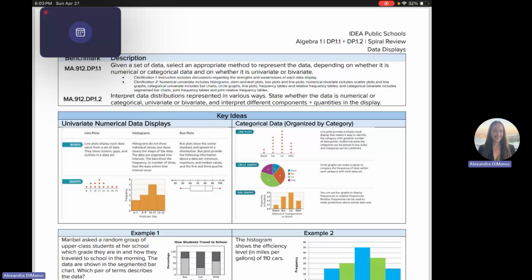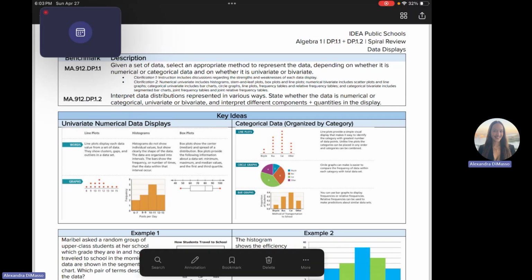Today we are going to talk a little bit about data and choosing the correct data display depending on what kind of data it is that you're looking at. So we're going to be choosing an appropriate method, whether it's numerical or categorical data.